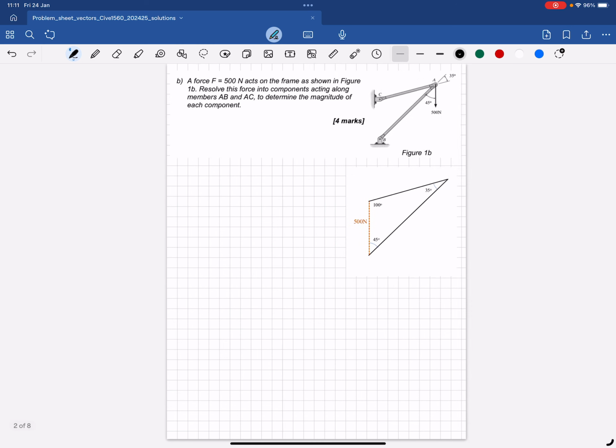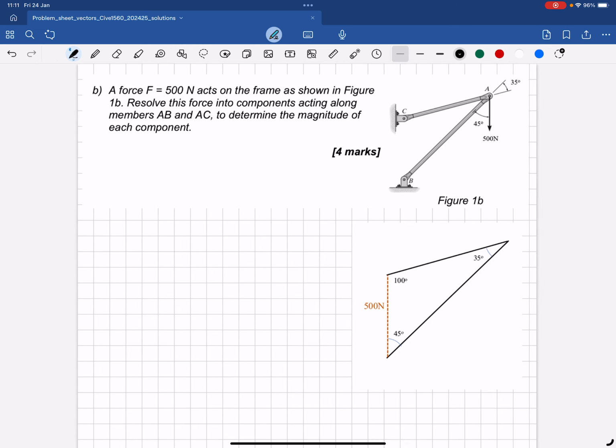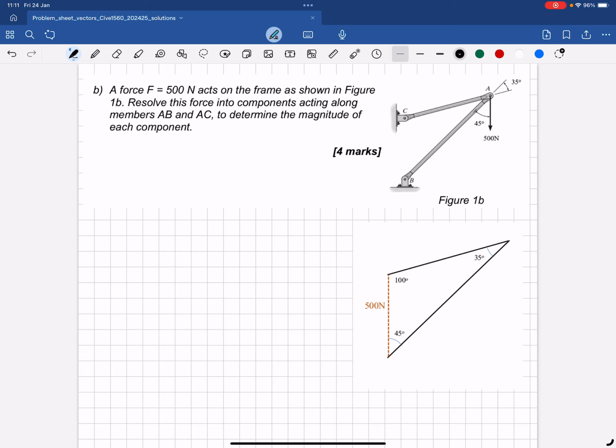We're going to now look at question 1b, which is looking at a frame with a single vertical force down, 500 newtons. We've got a couple of angles here, 35, 40. We want to find the component of that force in these two structural elements, AC and AB. Okay, first thing to do is to draw your vector diagram of forces, and close the triangle.